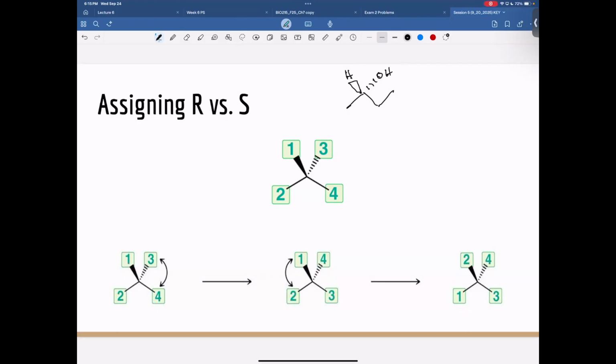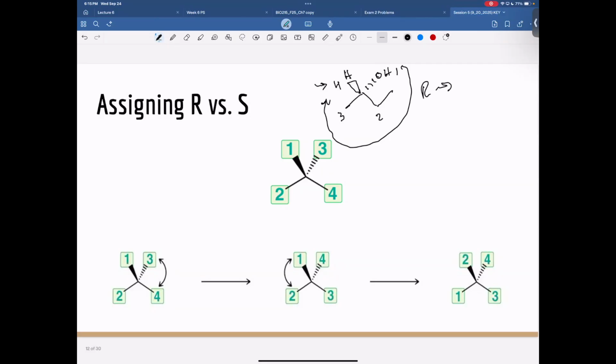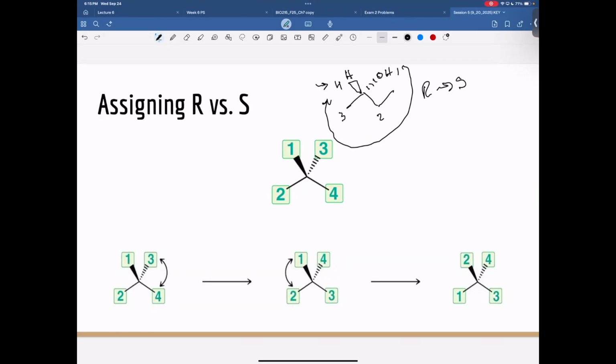something that you always want to think about when you're assigning R versus S is that you want the lowest priority group on the dash. So if we label the priority here, we go 1, 2, 3, 4. That lowest priority group is on the wedge. That's not good. We don't want that. So in this case, when the lowest priority group is on the wedge, the way you do this is you simply assign R or S the way it is. So it's going this way. It's going to the right. So it's R. And then you just flip it to S. You only do this method if the H, or any of the lowest priority groups, is on the wedge.